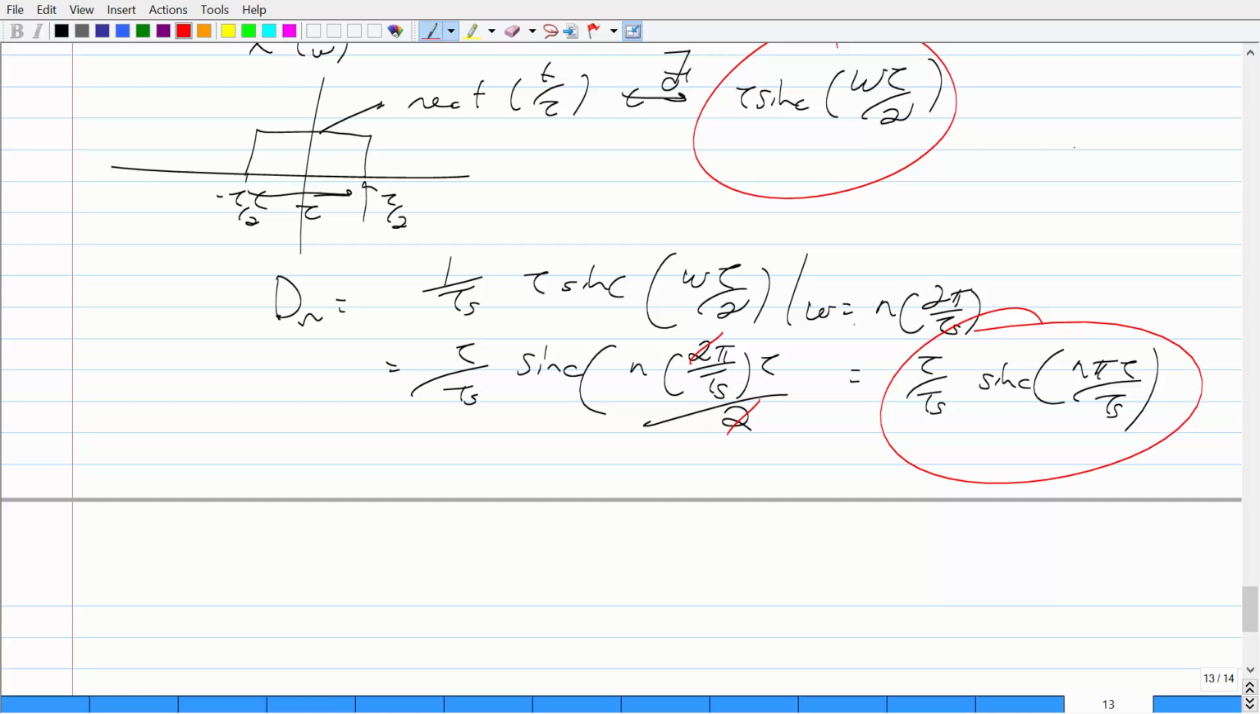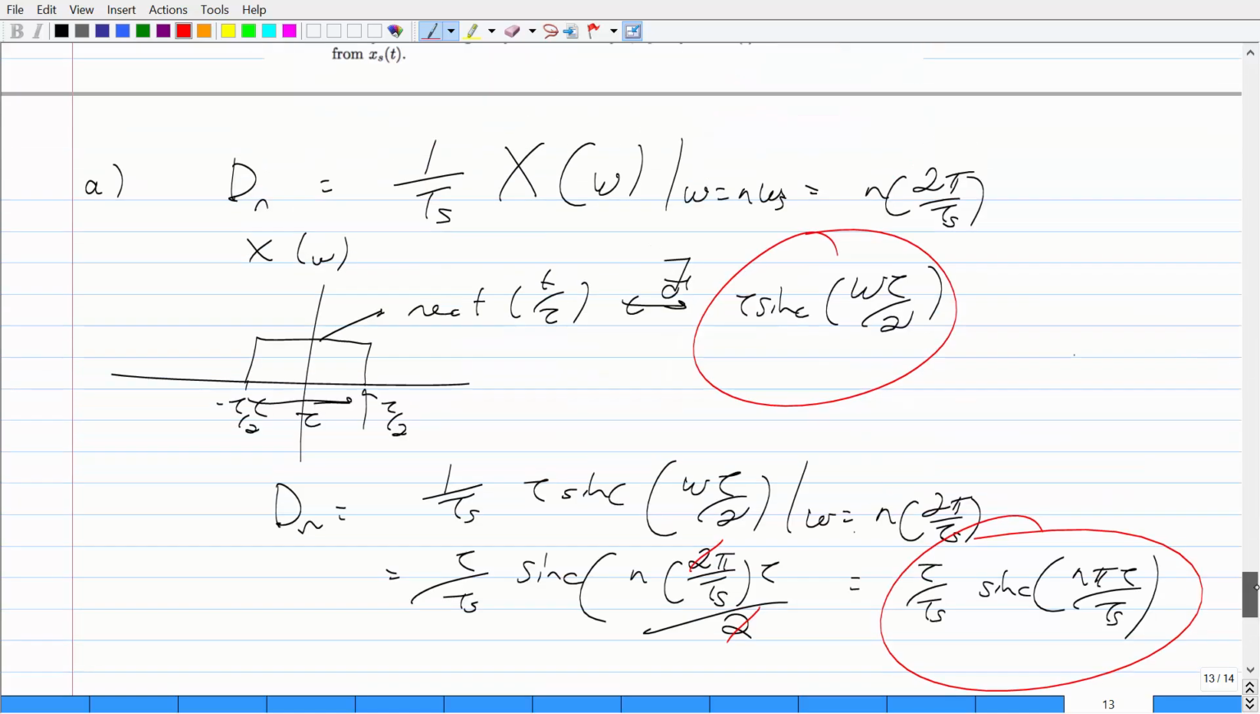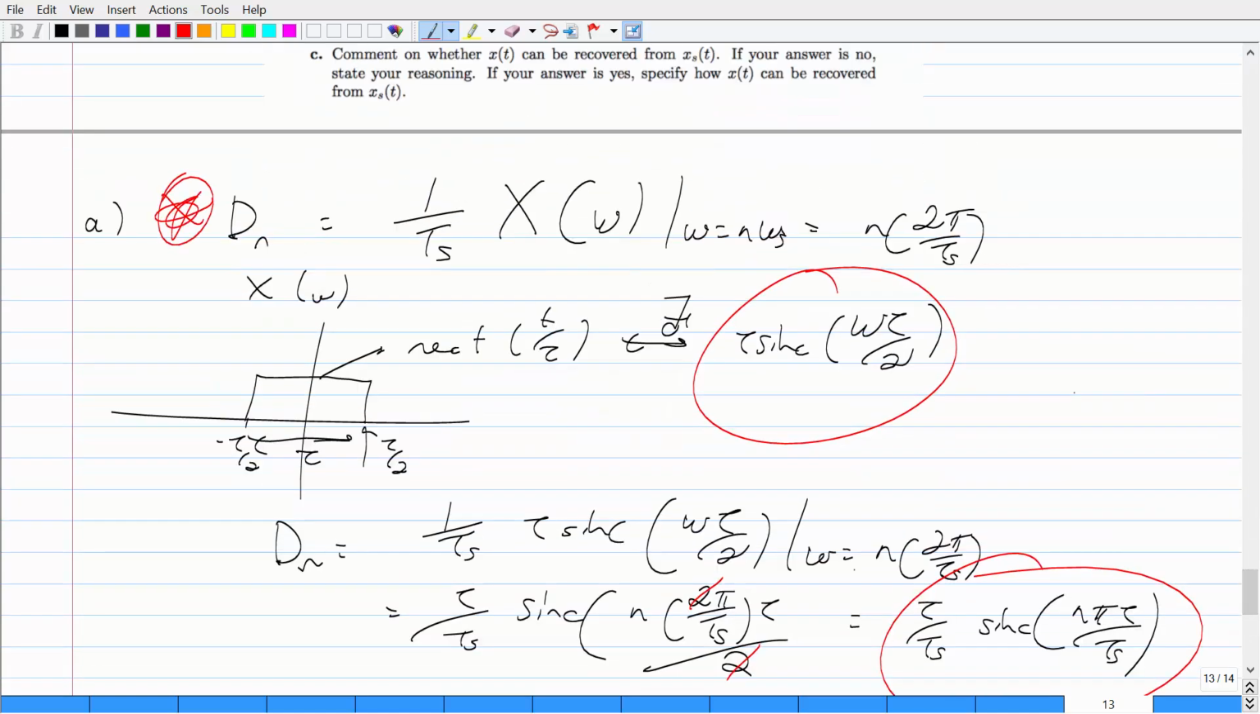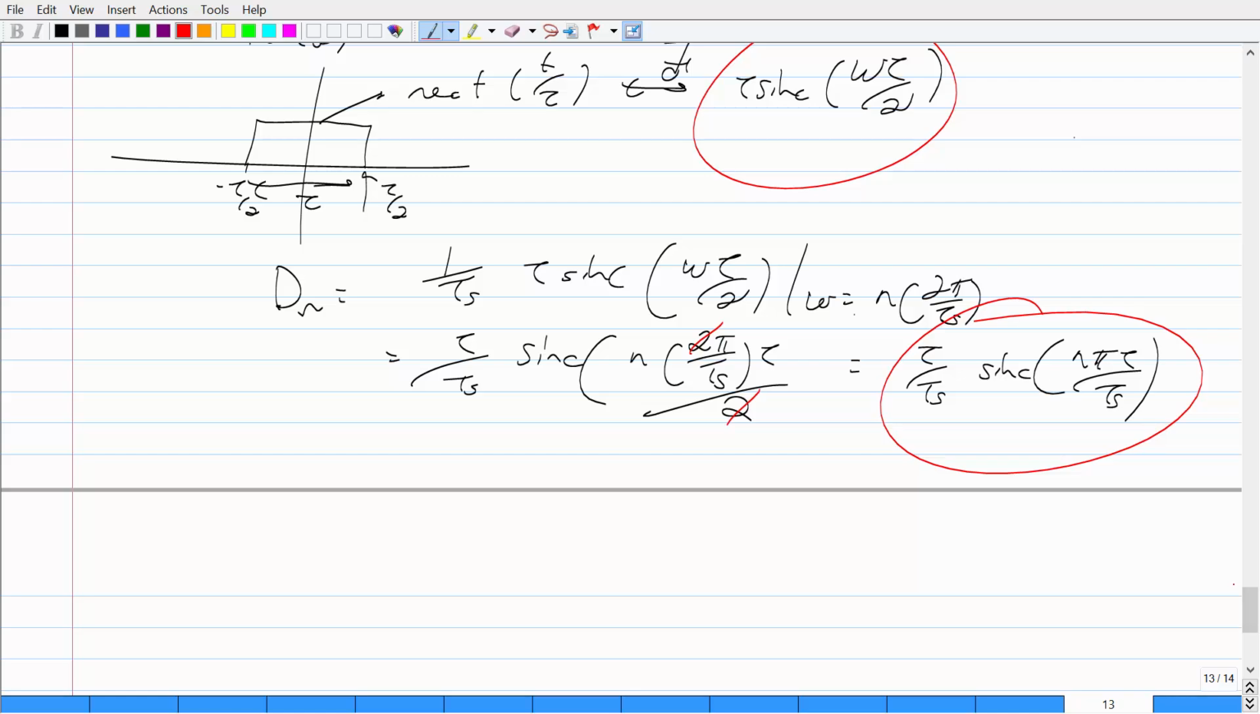Okay? That's it. So you remember this property is very important. If you want to find the Fourier series coefficients for a periodic version of the signal, just find the Fourier transform for one instance and then substitute n omega naught or omega s or whatever instead of omega, and divide by Ts and you're done. And that's it. Okay? That's the first question.